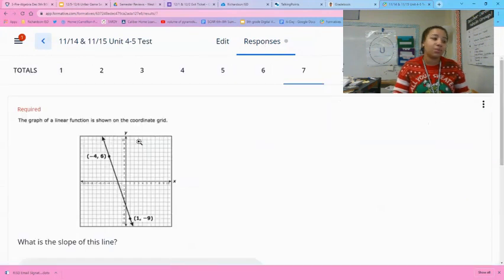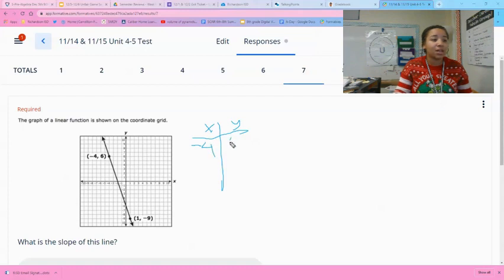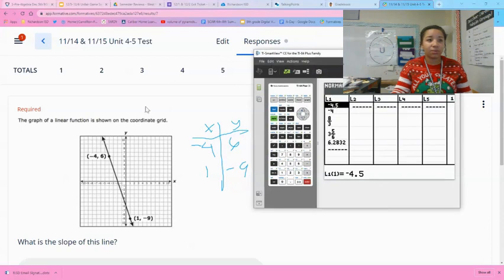We're on question 7. Here on question 7, it says, what is the slope of the line? So here we're going to do a tiny table, x, y. And it's going to be -4, 6, 1, -9. Okay? You're going to get your calculator. I'm going to clear this list. I'm just going to start from the beginning.